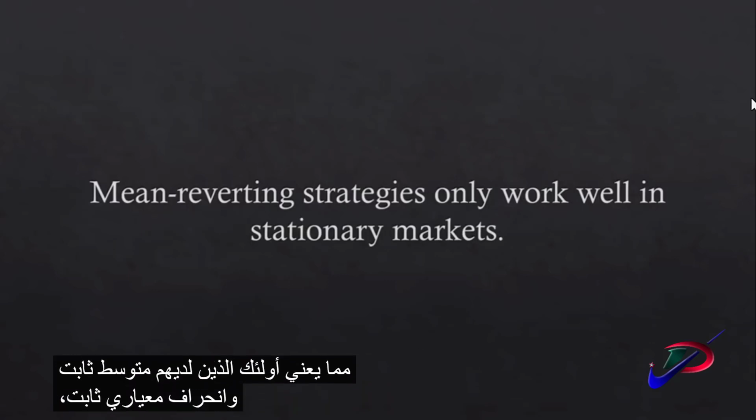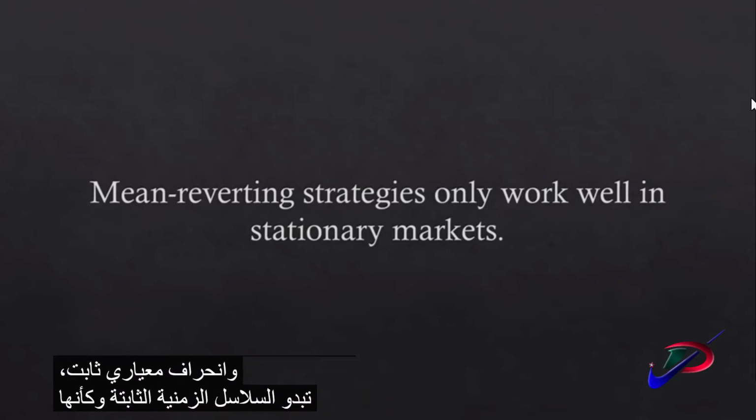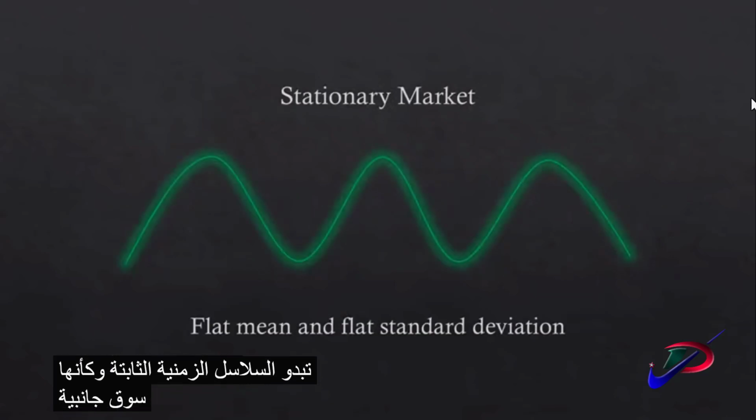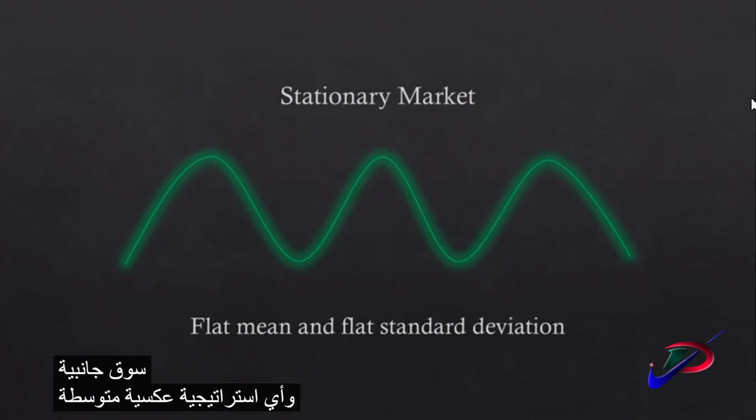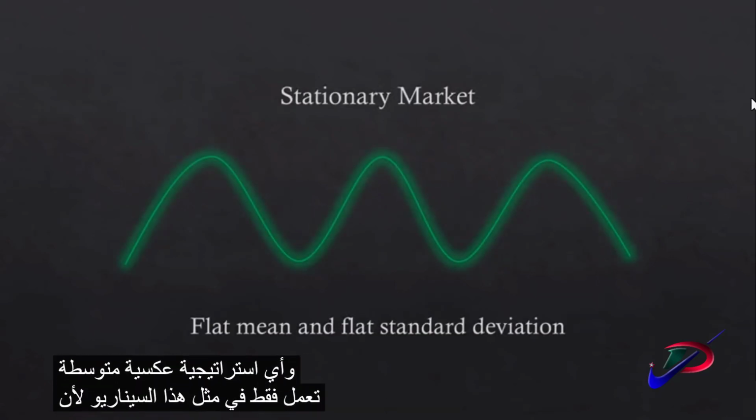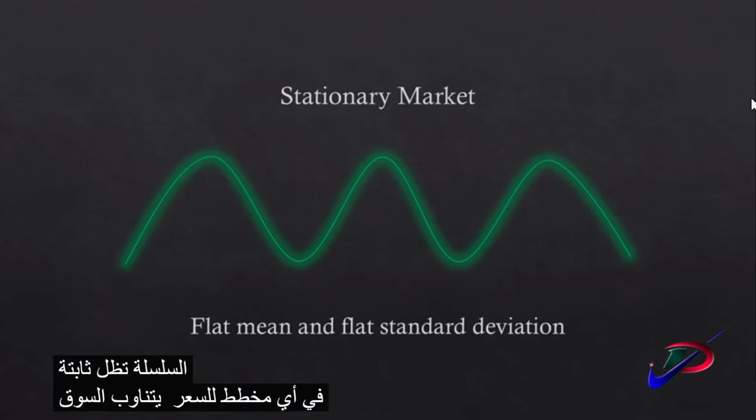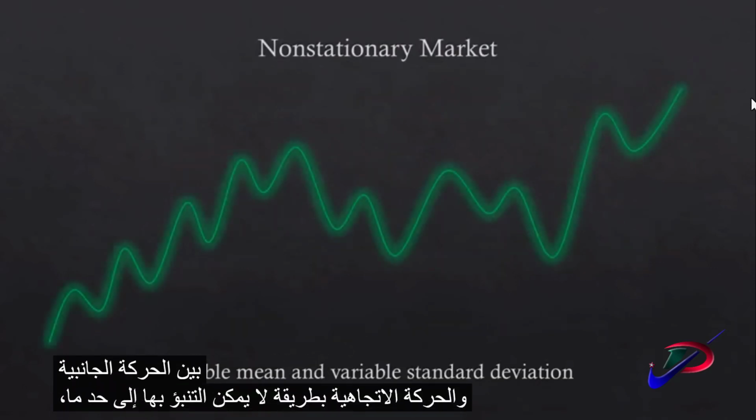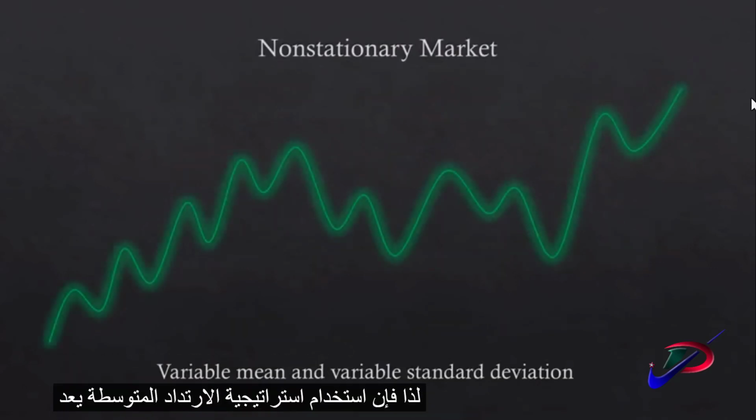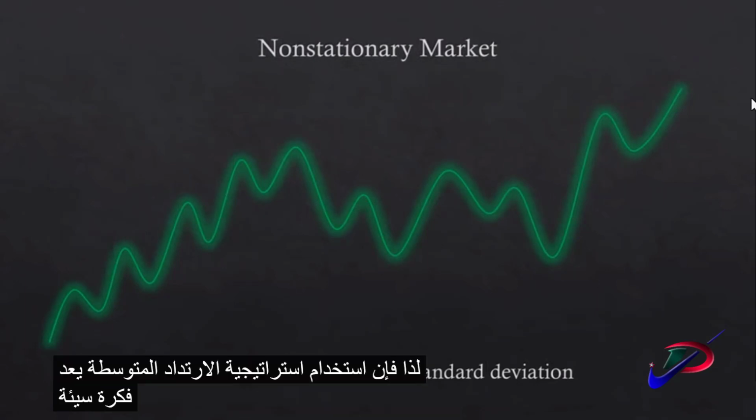and constant standard deviation. A stationary time series looks like a sideways market, and any mean reverting strategy only works in such a scenario because the series continues to be stationary. In any price chart, the market alternates between sideways movement and trending movement in a rather unpredictable way, so using a mean reverting strategy is a bad idea.